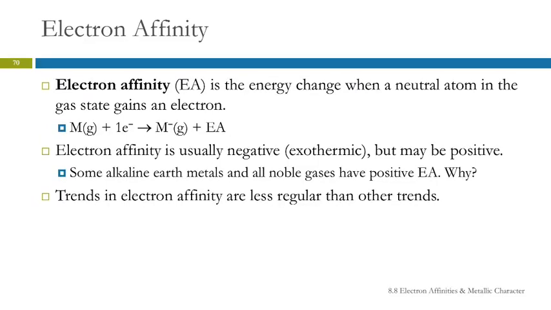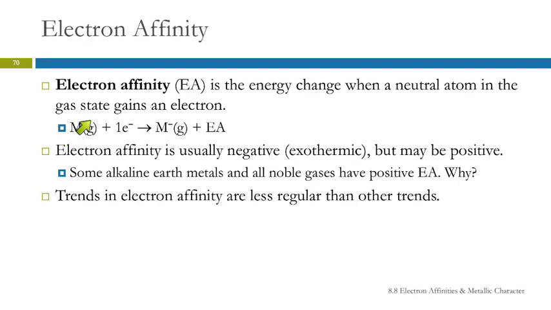Then we have electron affinity, which kind of seems like the opposite of ionization energy. Electron affinity is adding an electron to an atom instead of taking it away. So electron affinity is defined as the energy change. That's not specifying if it's positive or negative. The energy change when a neutral atom gains an electron.